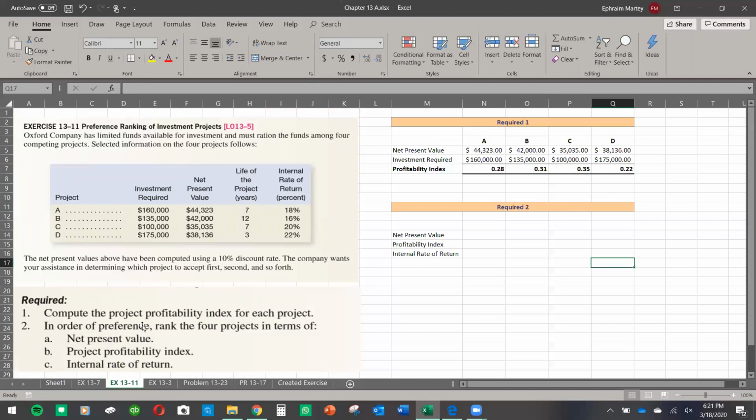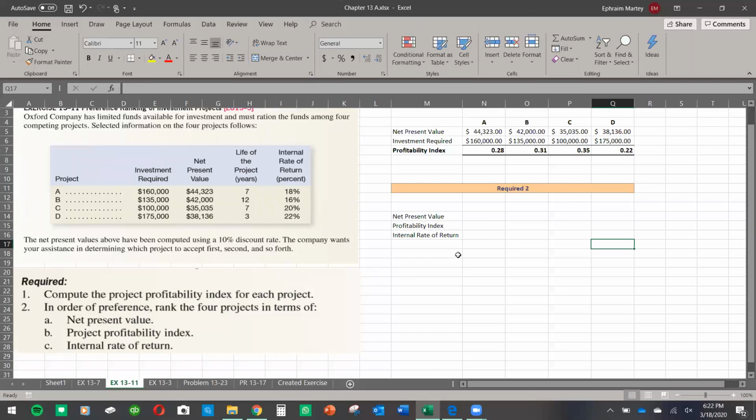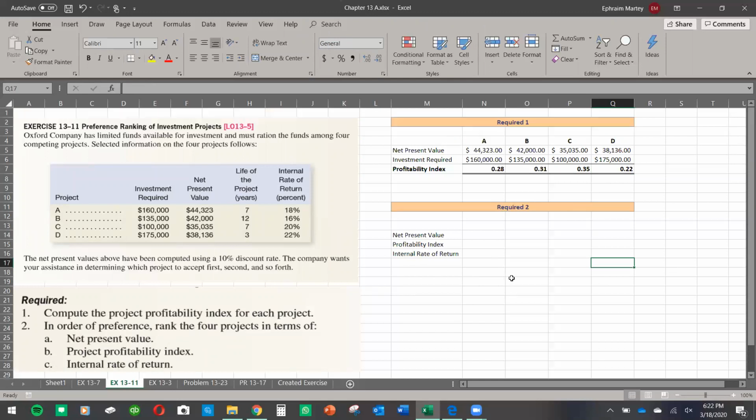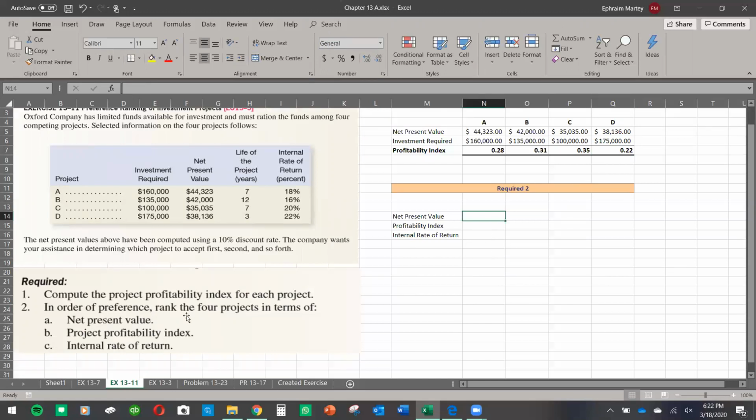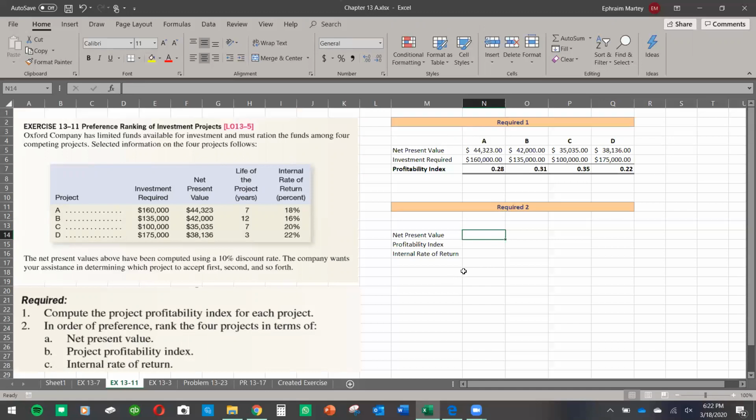Okay, number 2. And this is what we need to do. We want to find net present value. Also, in order of preference, rank the 4 projects in terms of net present value, profitability index. So I'm going to rank them in terms of net present value. Based on what we talked about, the higher the number or the higher the dollar, the more profitable, or more preferable, it is.